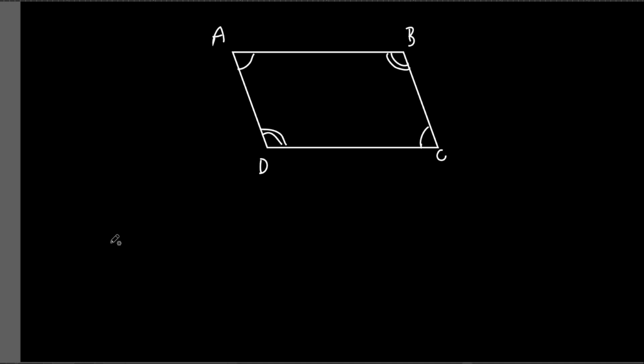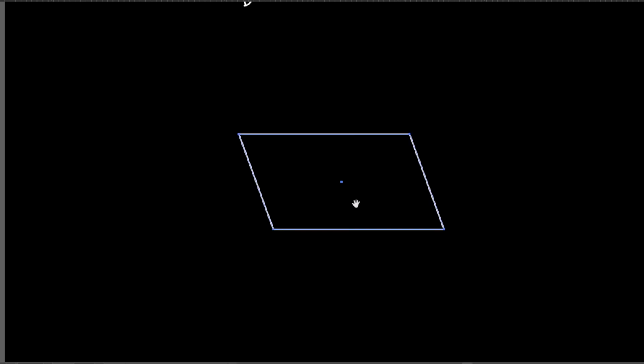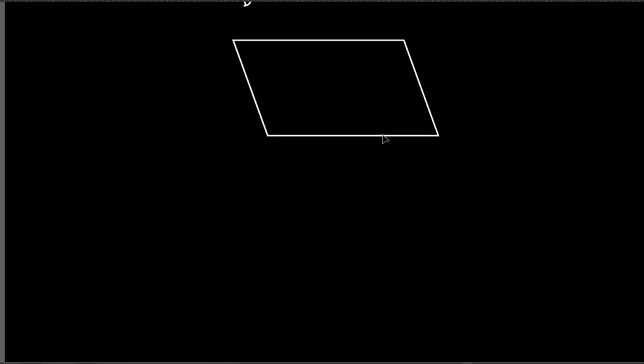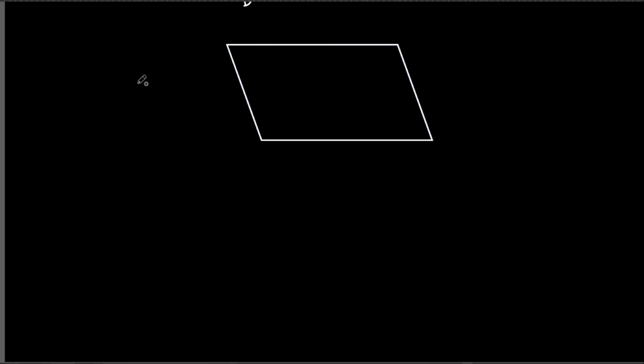All right? Let's do one more of these. There we go. One more. So we said we were going to do diagonals. Let's do that now. So there's one diagonal. And here's another diagonal. Let's do some different color. Let's go blue.